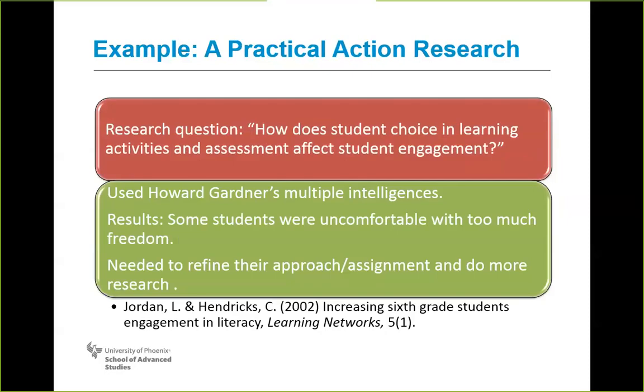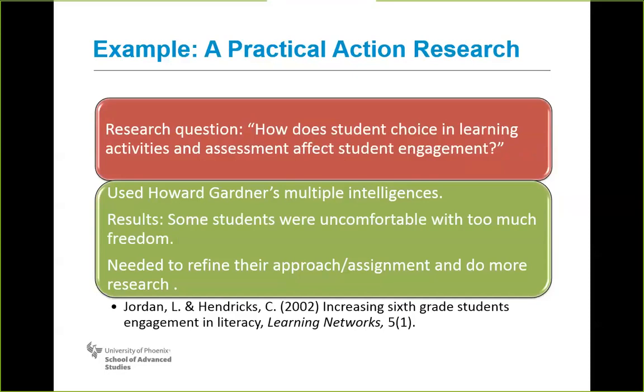Now an example related to practical action research. This was another study where the researchers, who were also teachers, were trying to address the question of how student choice in learning activity and assessment affects their engagement. So they used Howard Gardner's multiple intelligences and developed activities, thinking that each student has different learning styles, so let's provide them with their preferred learning styles and assess them based on their own learning style. The assumption was that their engagement would improve.